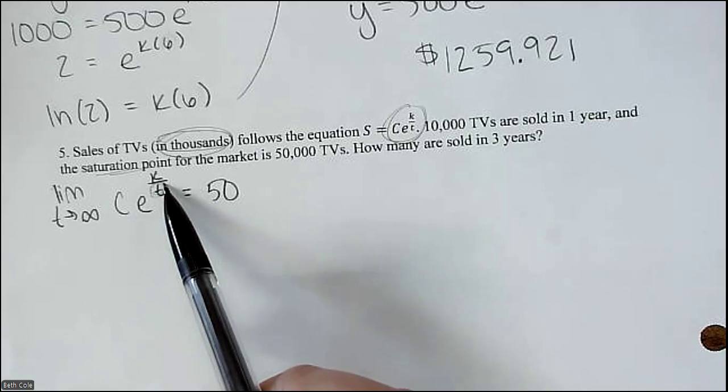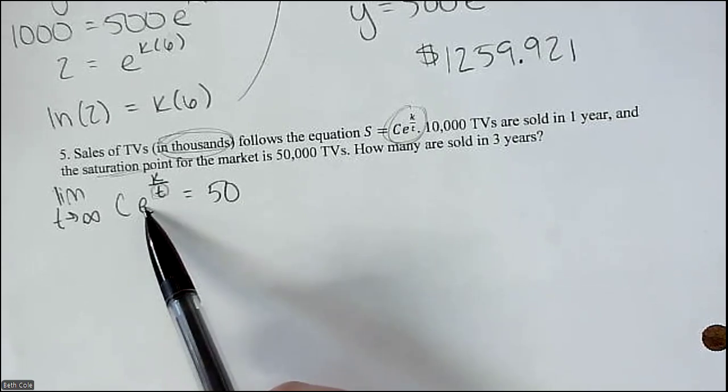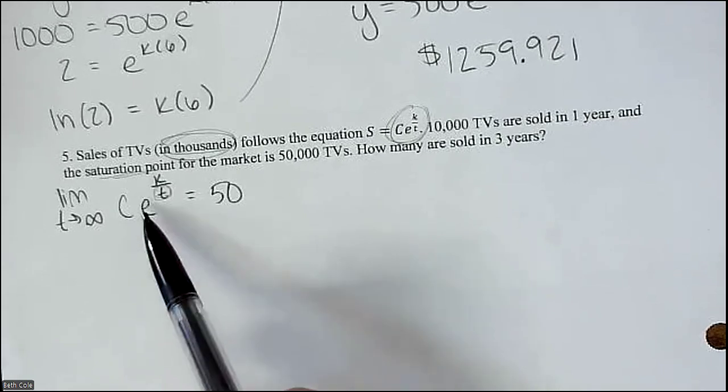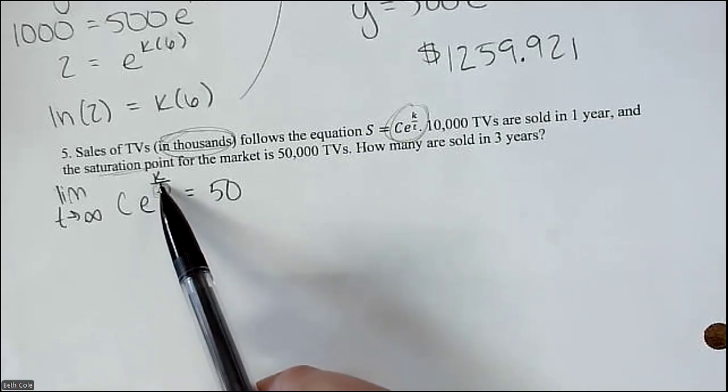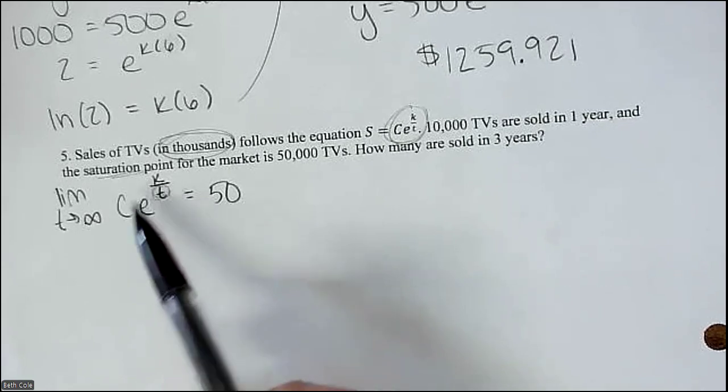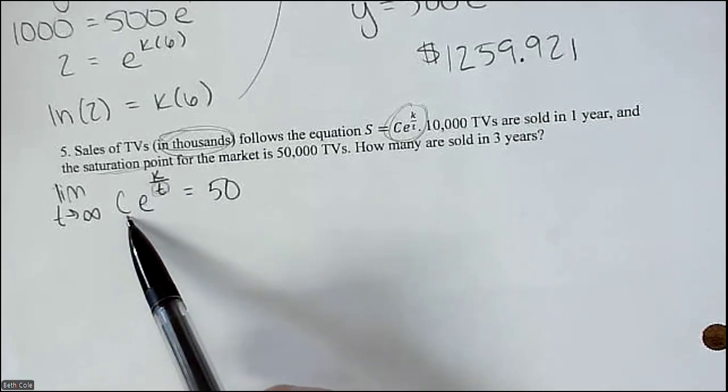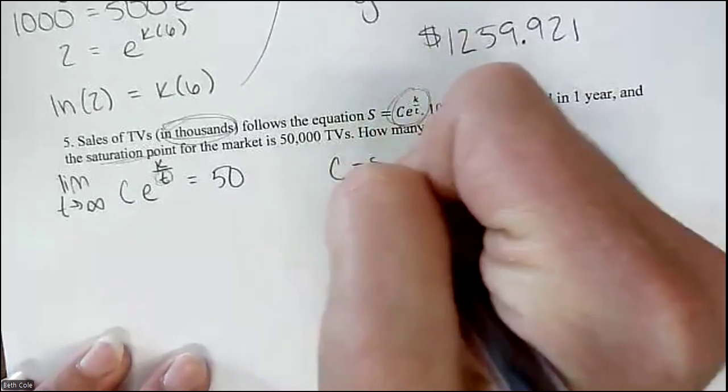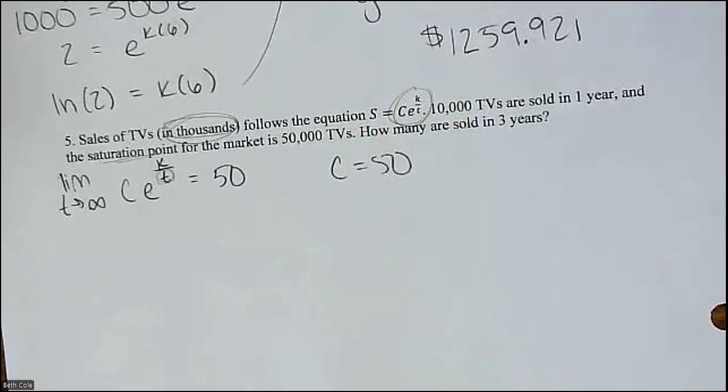Good, you used brain and then spoke. Usually people shout out 0 without thinking. Use brain, then speak is what I always say. E to the 0 power is 1. And then 1 times C is C. So C is 50. What that means is you're leveling off at 50,000 televisions.